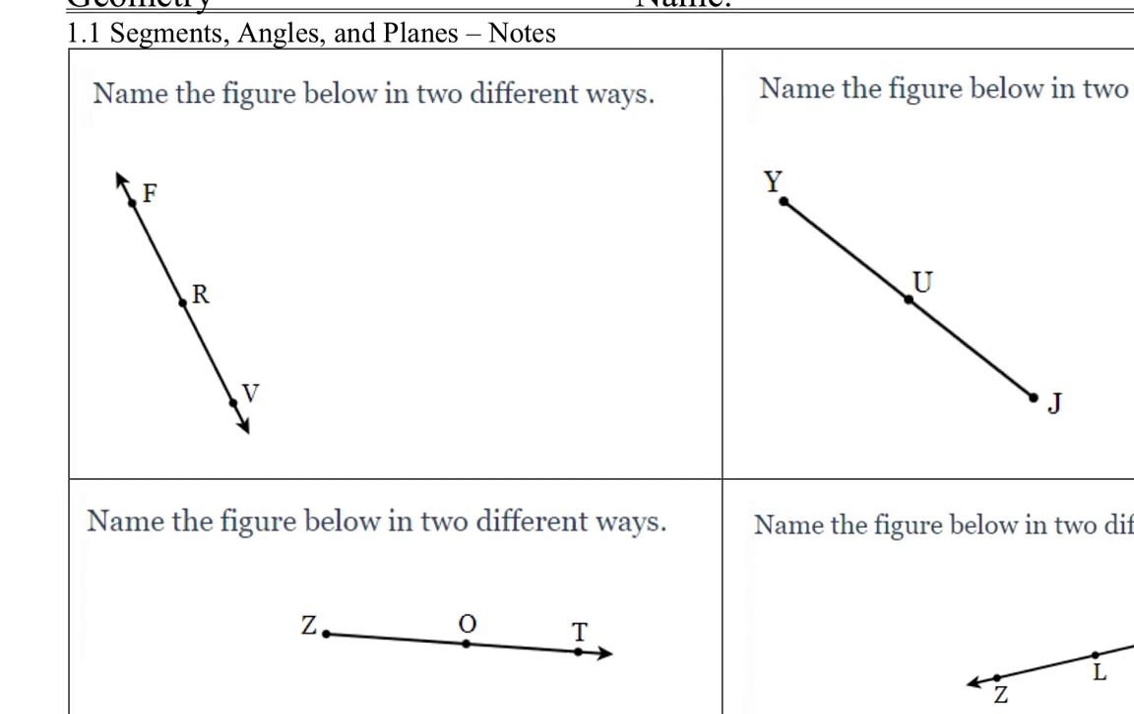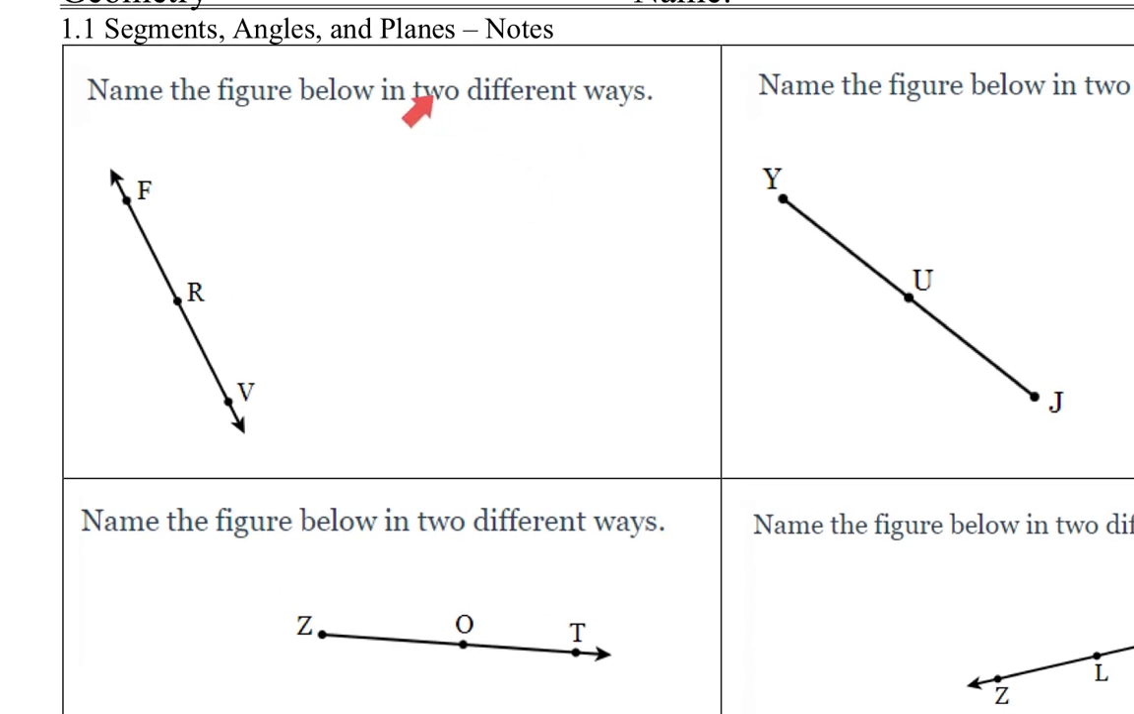All right, so it says name the figure below in two different ways. What we do notice is it has arrows on both ends.